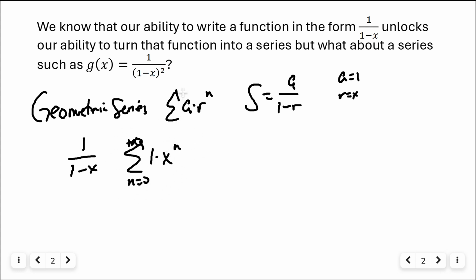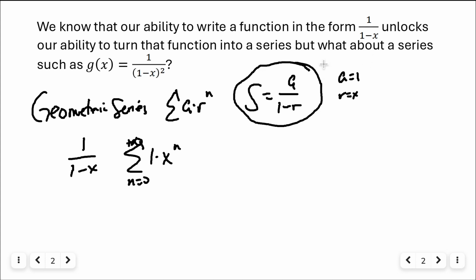But what if I want a series for a function such as 1 over 1 minus x squared? Well, it's not as simple as just squaring the denominator, because when you square the denominator, you create extra terms. You'd have to multiply it out, and you'd end up with extra terms in there that you didn't have a minute ago. So it's really not something you can write in this form.